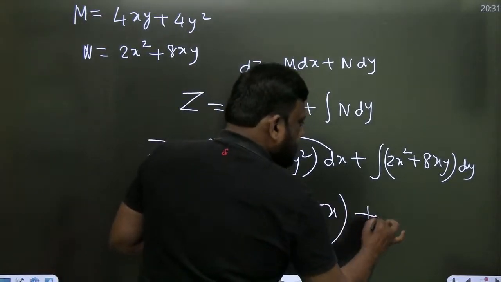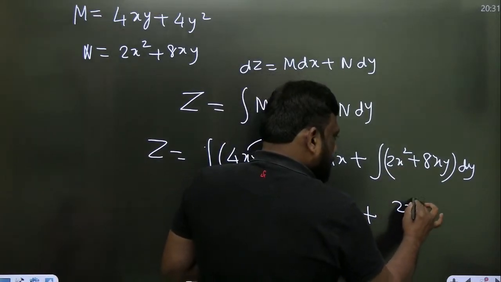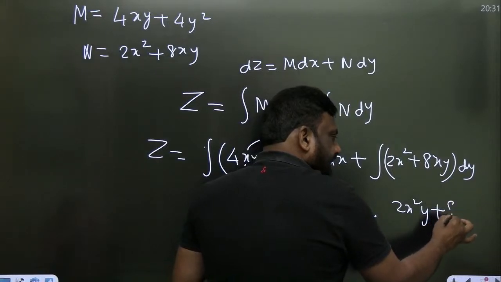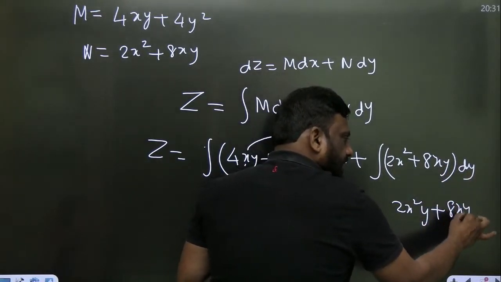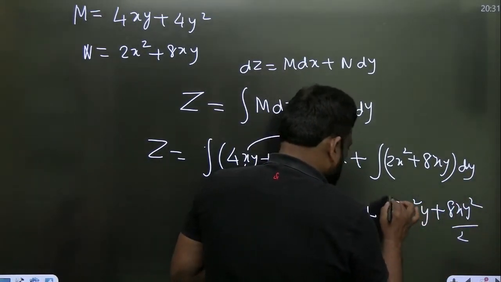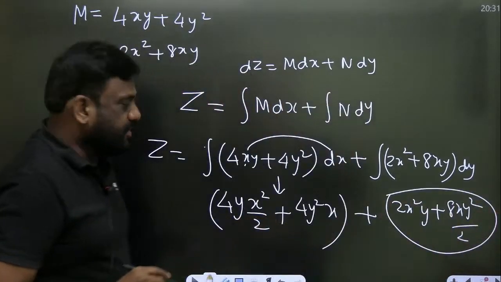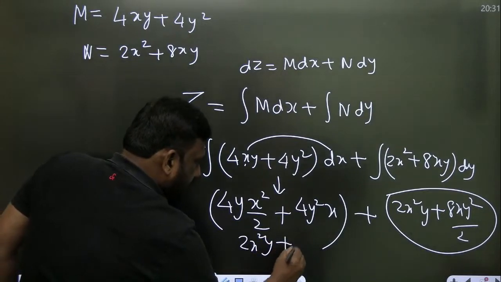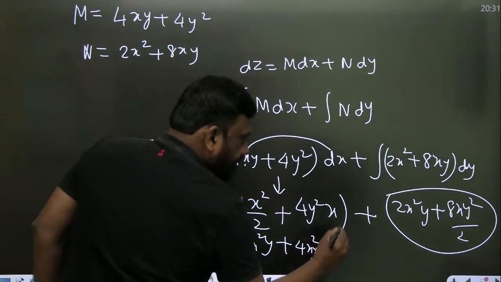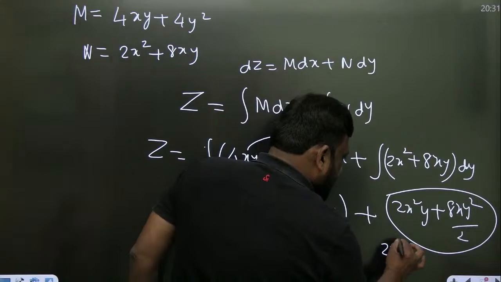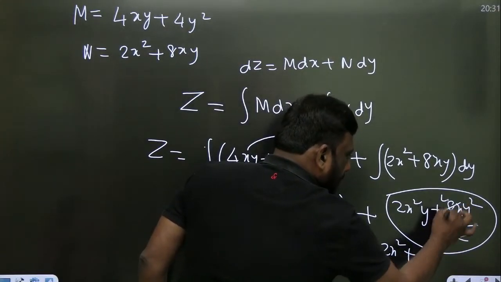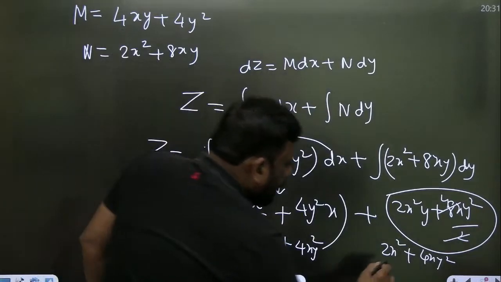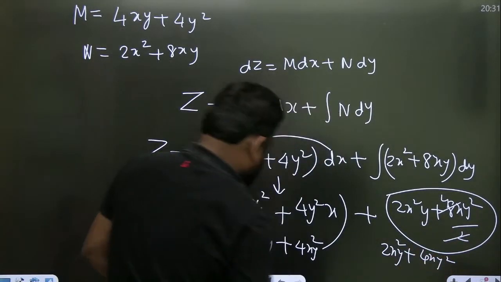इसका बताओ 2x स्क्वायर इंटीग्रल dy, ये इज विद रिस्पेक्ट टू y, तो y होगा प्लस 8xy dy, y स्क्वायर बाय 2. ये इसका पोर्शन होगा. इधर देखो सर, प्लीज लिसन. कैन आई राइट दिस एज 2x स्क्वायर y? यस सर. प्लस 4xy स्क्वायर. ये वाला देखो 2x स्क्वायर y प्लस 4xy स्क्वायर. ठीक है सर.